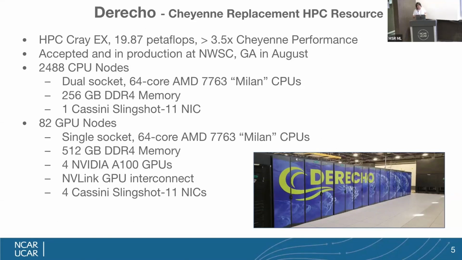Lastly, we have 82 GPU nodes. These are equipped with NVIDIA A100s. These are very popular GPUs, used for a lot of AI workflows and things like that. So feel free to start digging into these too. We want everyone to capitalize and dig into these resources as much as possible.